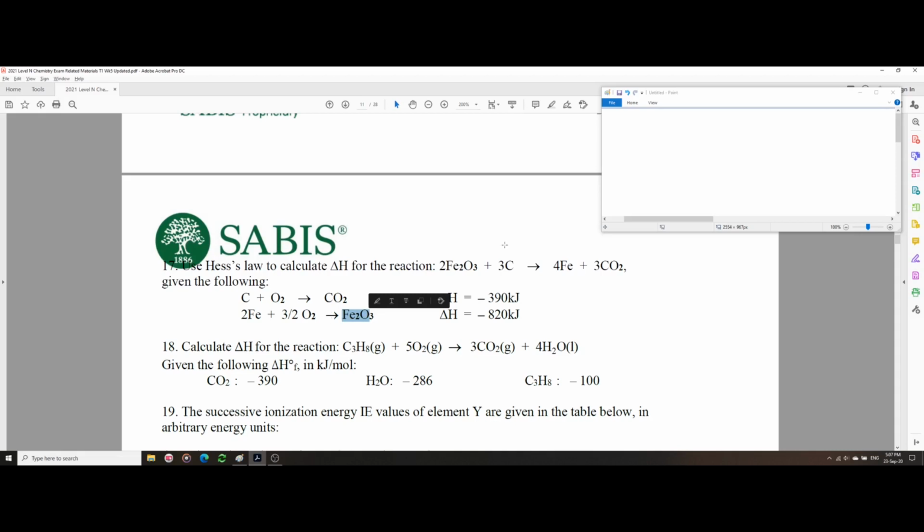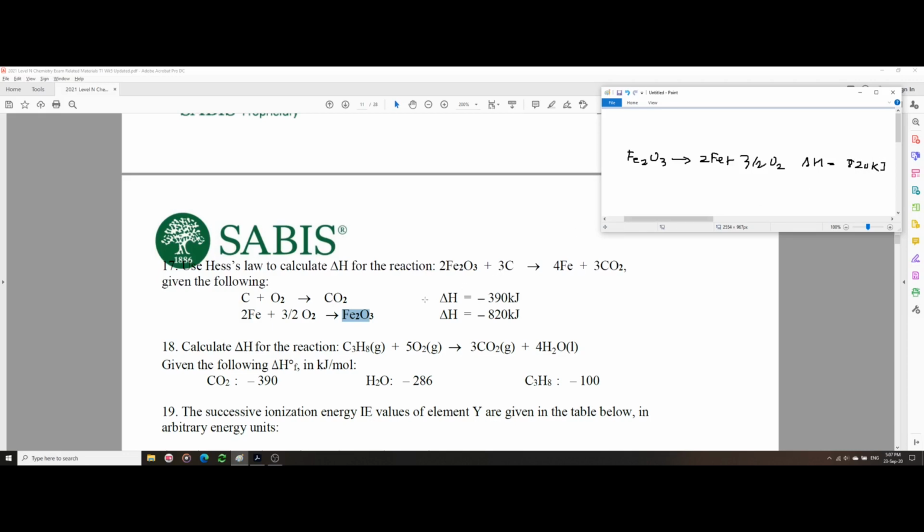So I'm going to flip this reaction. Let me flip this reaction. We get Fe2O3 giving 2Fe plus 3/2 O2. And here delta H became what? Became plus. So plus 820 kilojoules.